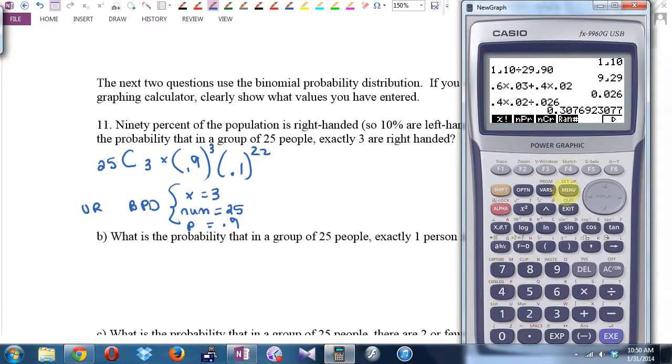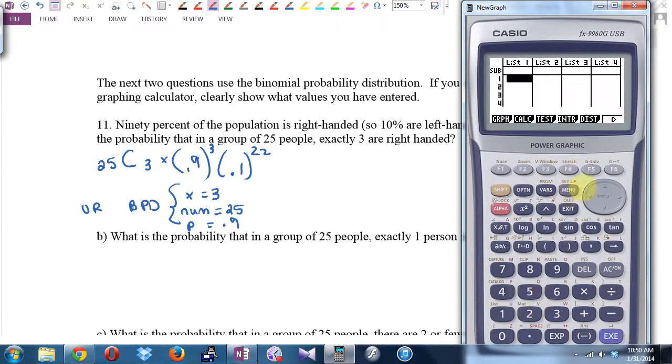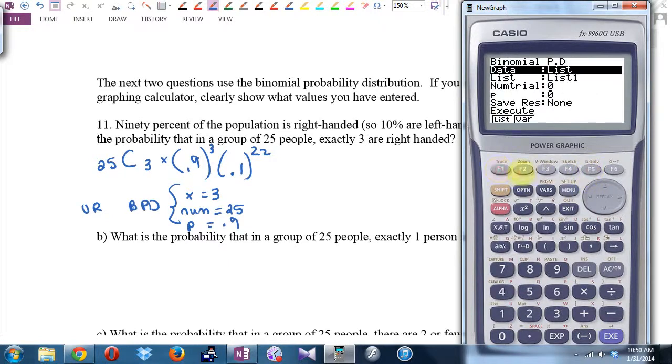And that was menu, stat, distribution, binomial PDF, var for variable, where x equals 3, 25, 0.9. Yeah, really small number. 1.68 times 10 to the negative 19 is what that's saying, because Mr. Dueck got his rights and lefts mixed up.